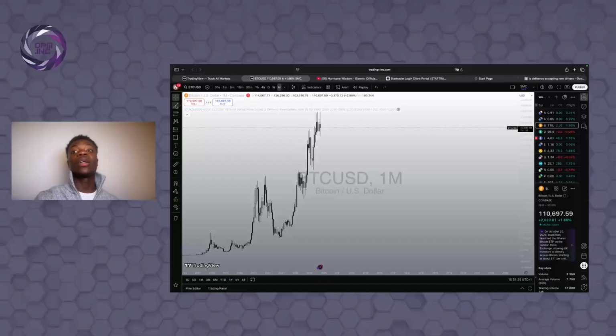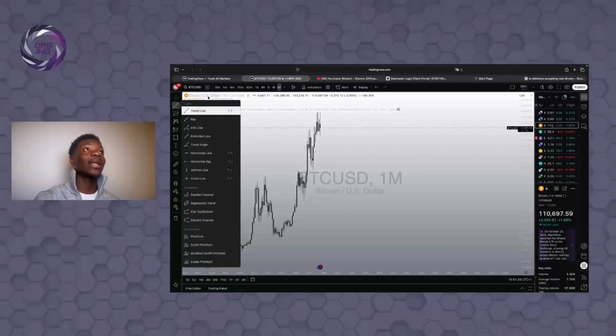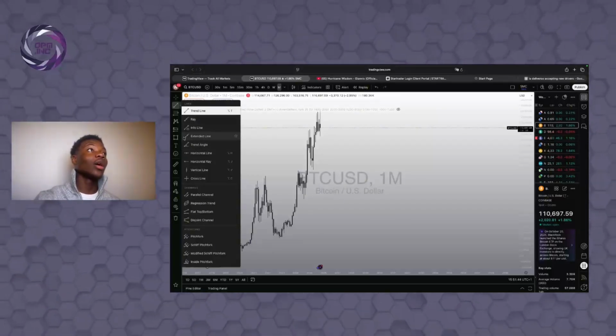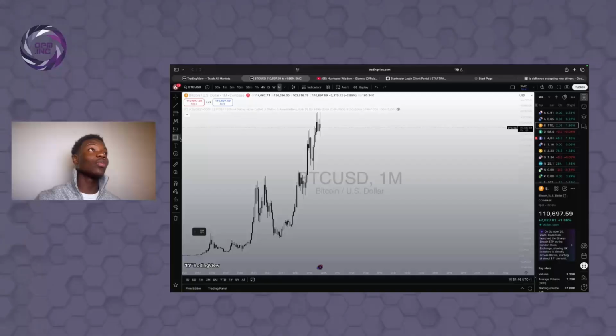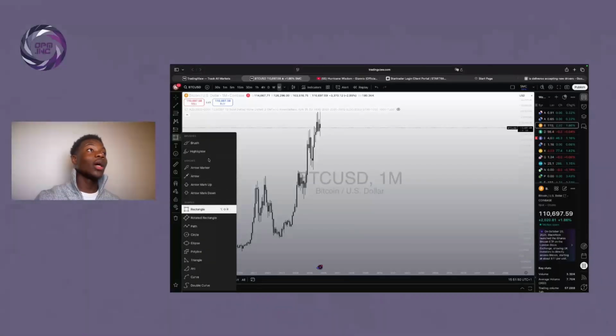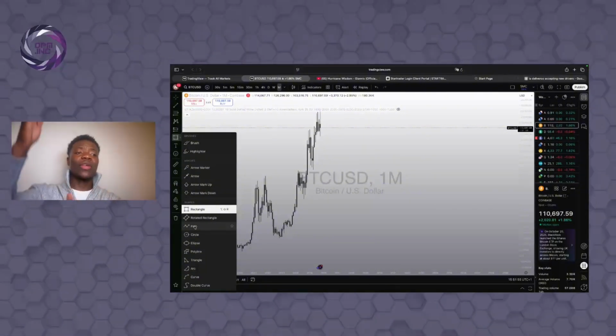Here is where you have different drawing tools. You've got the trend line, the extended line. But these are the things I mainly use. I mainly use this box to highlight zones where price is going to move to, and you can use a path to draw out where you think price is going to move to.